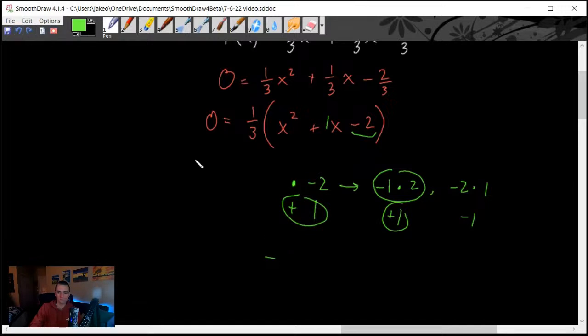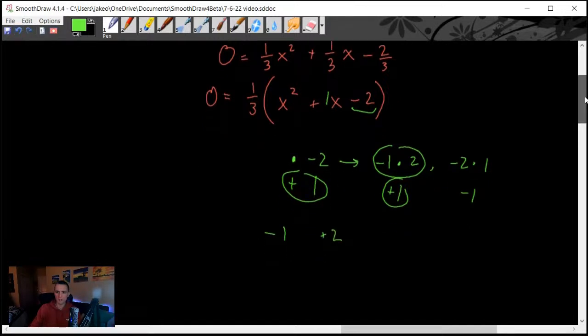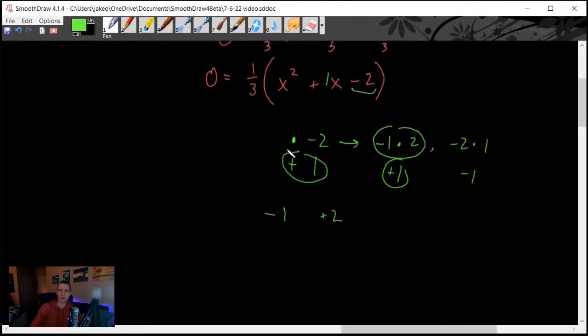Whoops. Negative 1 and positive 2. So basically what that tells us is we know we will have x minus 1 as one of our factors and x plus 2 as our other factor. And then we still need to keep this 1/3 out front if we're going to make sure to factor that correctly. And that's all equal to 0.